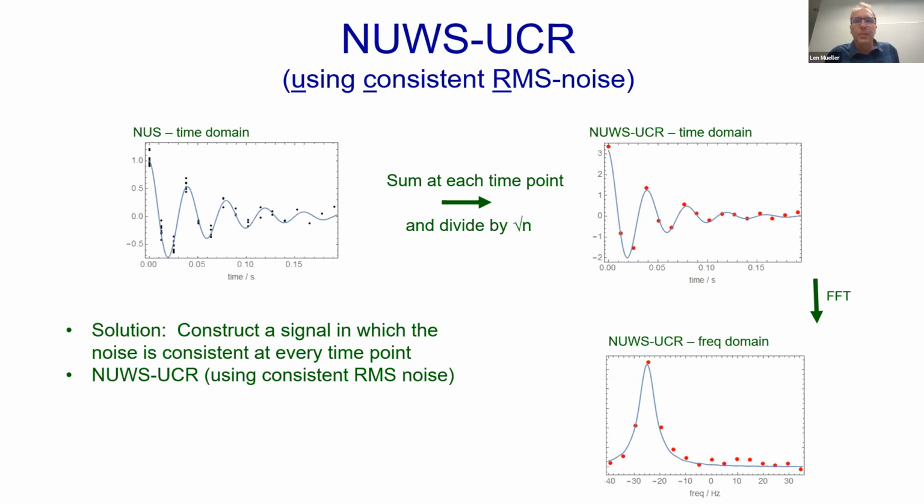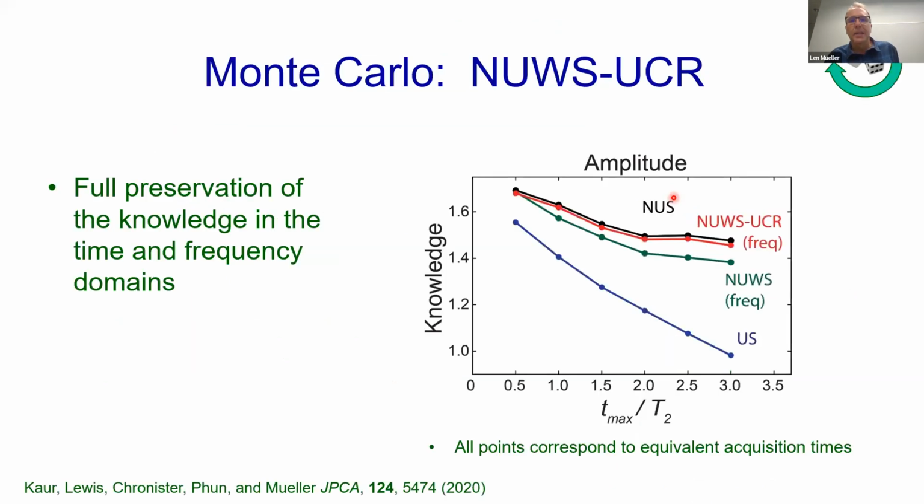And this we call using consistent RMS noise, or UCR. And it's equivalent to dividing each of those sum time points just by the square root of the number of points that was used to form that sum. And so we call this NUWS UCR. And if we run the Monte Carlo simulations again of the frequency domain spectrum generated with NUWS UCR, we find that we can preserve the full NUS spectral knowledge gains. And that's true whether we fit it now in the time or if we fit it in the frequency domains.